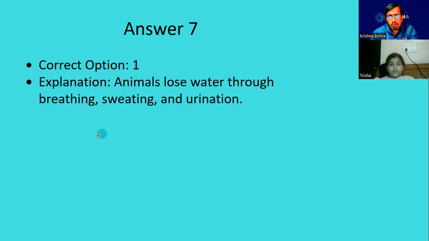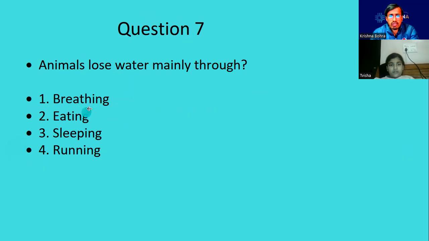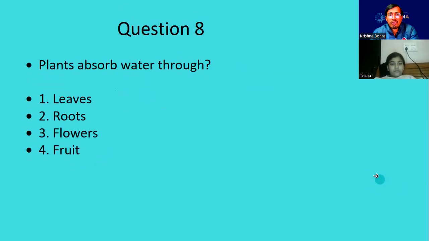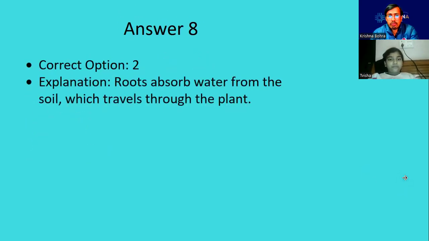The option is that animals lose water through breathing, sweating, and urination. No, this must be option 4, that is running, and urinating and through sweating. And sweating happens only through running, not through breathing. So it was a printing error. Beg apologies for that. Question number 8 says plants absorb water through leaves, roots, flowers, and fruit. Option 2, roots. You are absolutely correct.